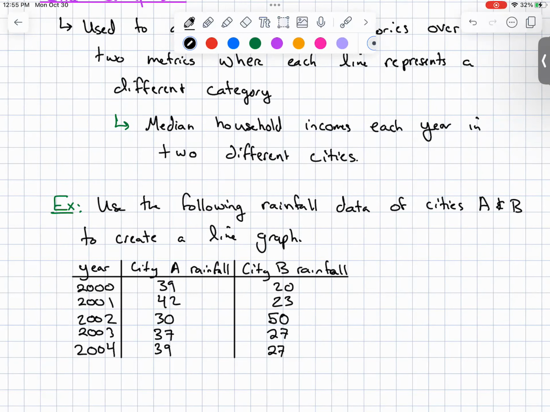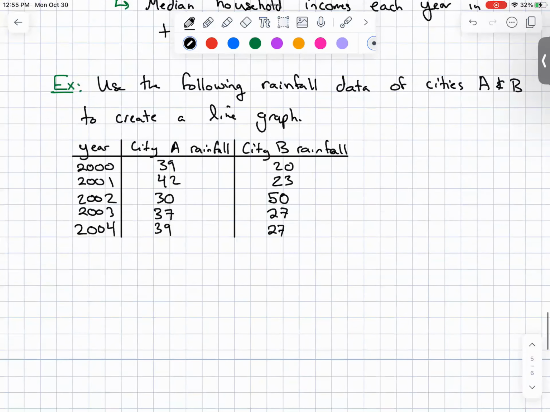So we're just tasked with creating a line graph for this situation. Though we could ask plenty of questions along with it, just similar to ones that we've been asking before, like what would be the difference in rainfall in the 2001 year between city A and city B, if given the chart and all that fun stuff. So let's go ahead and make that chart.